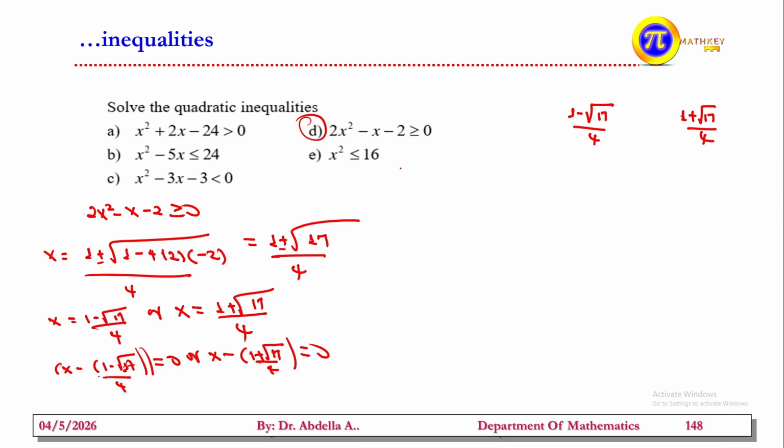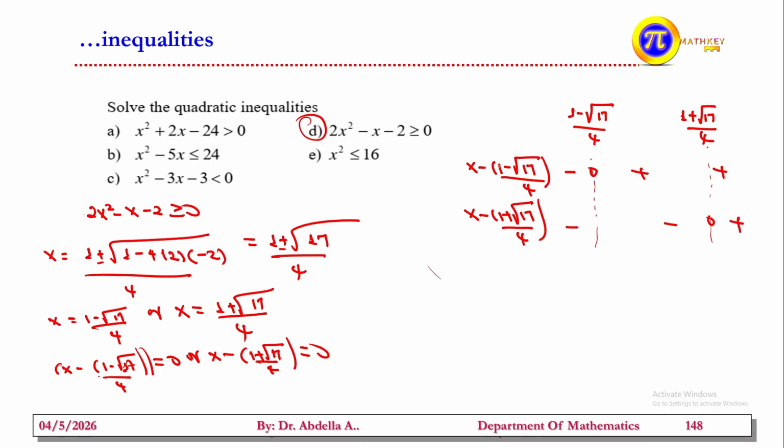We apply this, greater than or equal to 0. So take this one, x minus 1 minus the square root of 17 divided by 4. Similarly, x minus 1 plus the square root of 17 divided by 4, the other one. At this point, this one is 0. At the left, it's negative. At the right, it is positive. The second one, at 1 plus the square root of 17 over 4, it is 0. At the left is negative. At the right is positive.